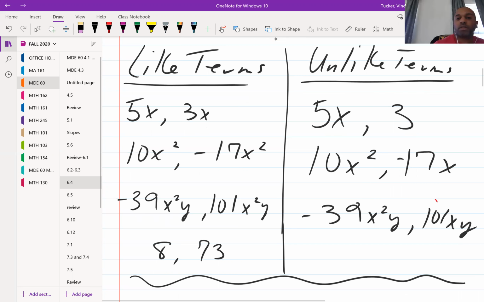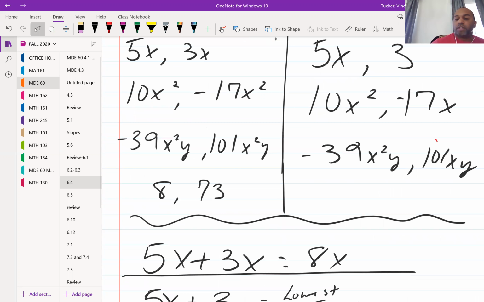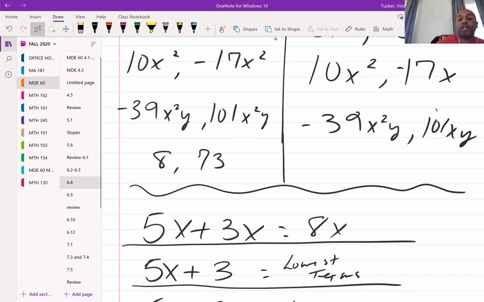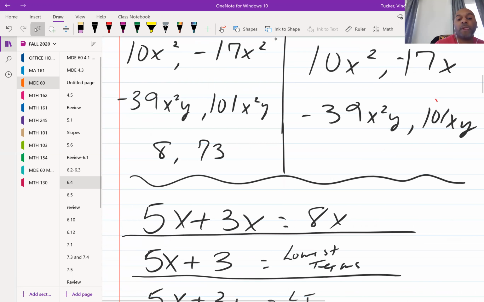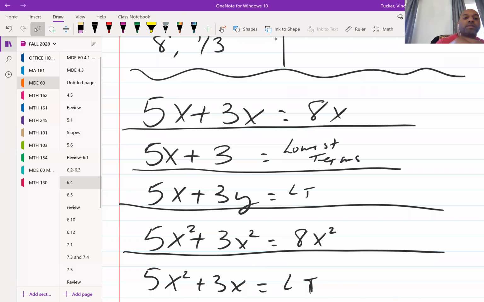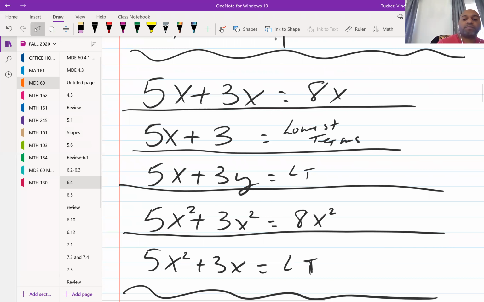All right, so let's scroll up. So here are just different variations of what like terms would be. If you had like terms, what you would do. If you didn't have like terms, what the result would be. So 5x and 3x, you just add them together, and that'll be 8x. 5x plus 3, if we're missing the x term right here, that expression is already in lowest terms.